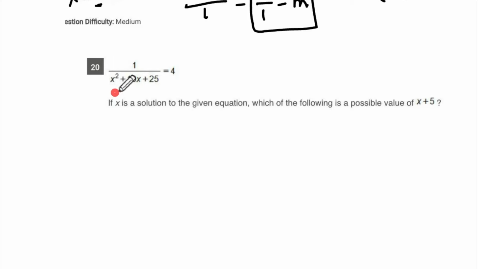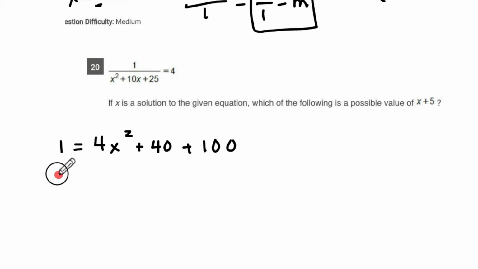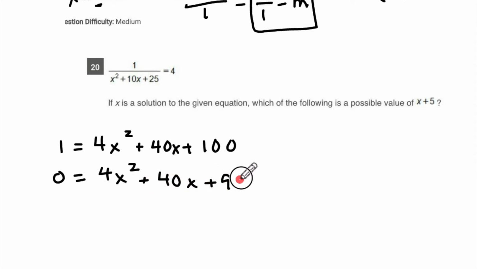So I'm going to cross multiply. I'm going to multiply 4 times this, and then the 1 will be on the top. So we're going to get 1 equals 4x squared plus 40x plus 100. And it's quadratic, which means you have to set it equal to 0 before you solve it: 4x squared plus 40x plus 99.